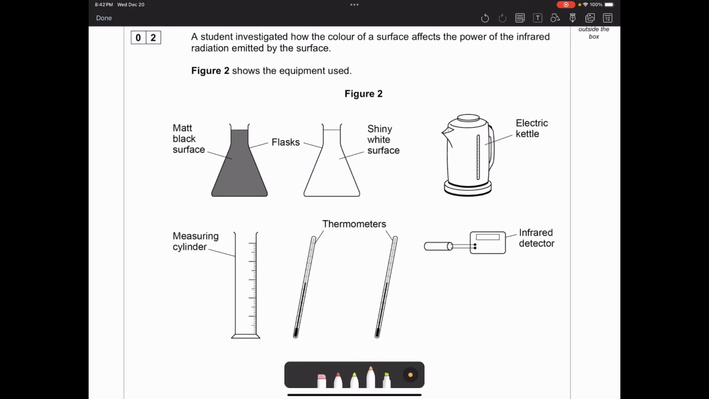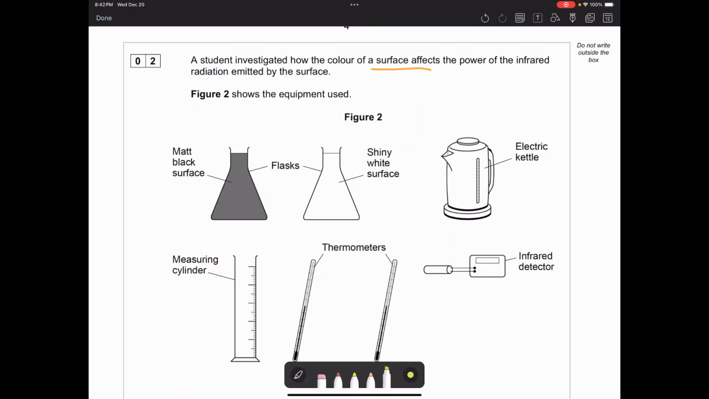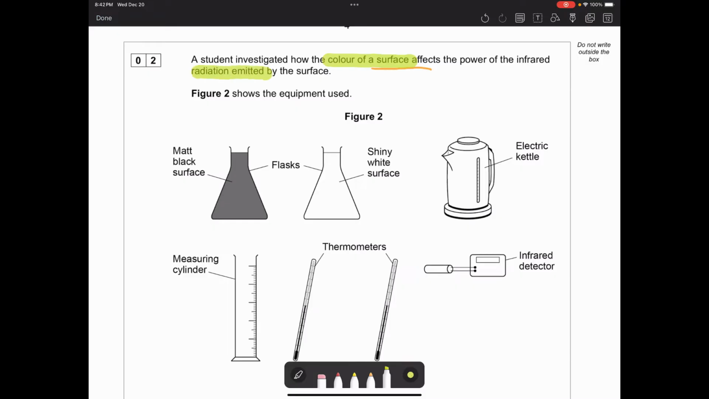So a student investigated how the colour of a surface affects the power of the infrared radiation emitted by the surface. So rereading the question, first thing I would do is think about your variables. So what I am changing, my independent variable, is the colour of the surface, and I'm measuring the amount of infrared radiation emitted, which would be my dependent variable.